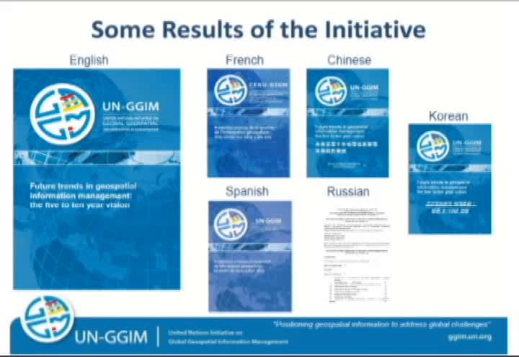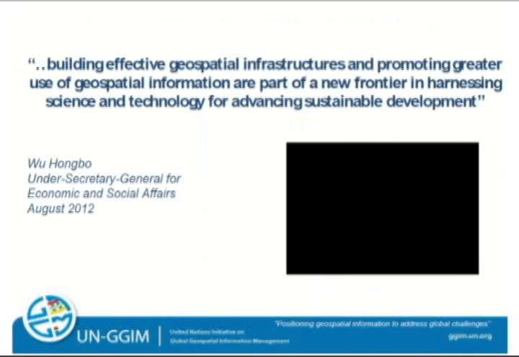Some results, let me give you some results. Well, there's a document, the future trends in geospatial information management. It was approved last year during the Cambridge conference of UN-GGIM 3. The presentation was in English, and now we have translated it into 6 languages: French, Chinese, Korean, Russian, and Spanish.